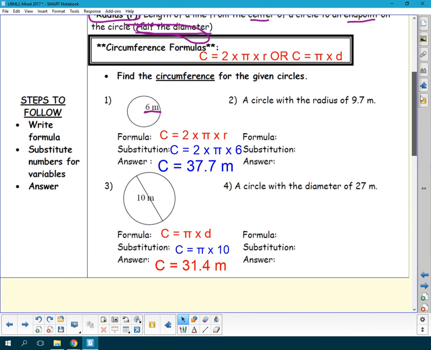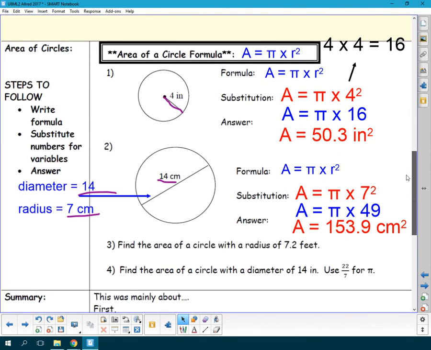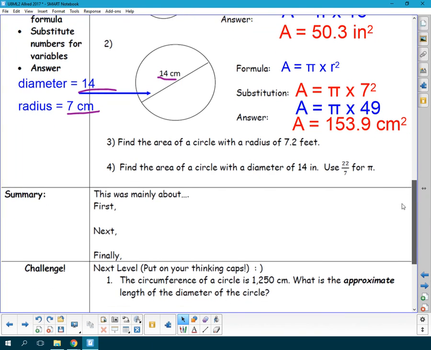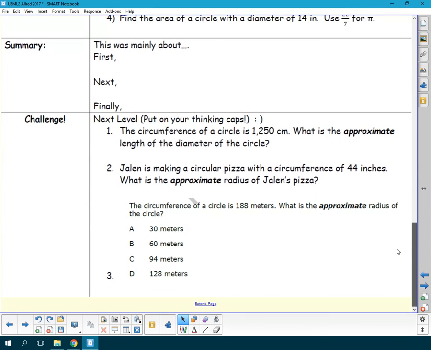Okay, when you come to my station, we will talk about numbers 3 and 4. They're right there in the area part. We'll write our summary together, and then we'll look at numbers 1, 2, and 3. They're in the challenge section. If you feel like you can do them right now, that's fine. But we're going to do them when we come to my station.